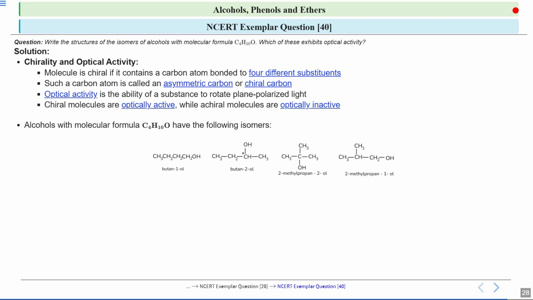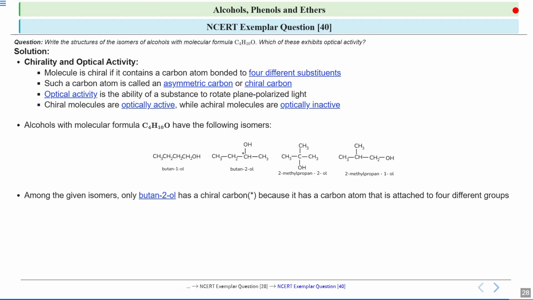If you look over here, this is 2-methylpropan-2-ol. On the second position, there is a methyl group attached and 1 OH group attached. So the numbering is 1, 2, 3. So this is 2-methylpropan-2-ol. The next isomer is 2-methylpropan-1-ol. If you do the numbering, 1, 2, 3, on the second position a methyl group is attached, and on the first position the OH group is attached. So these are the 4 isomers possible for the molecular formula C4H10O.